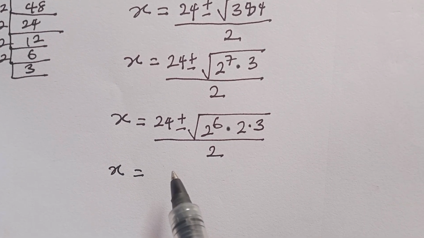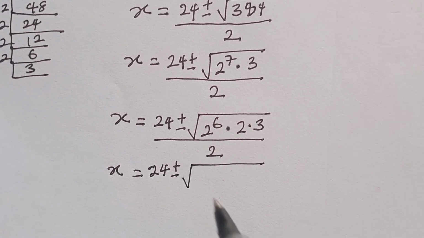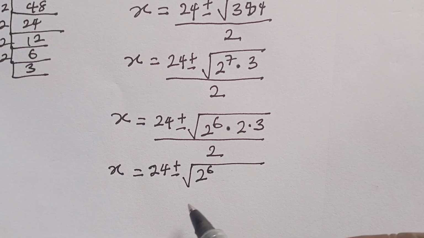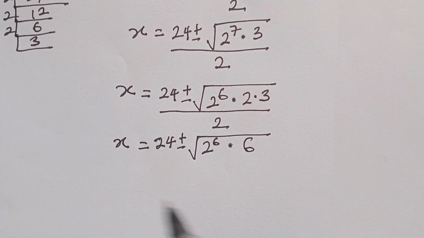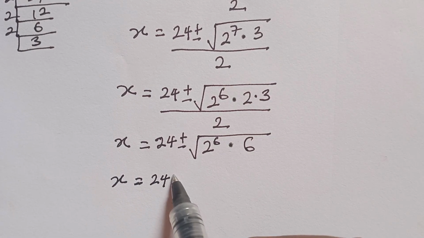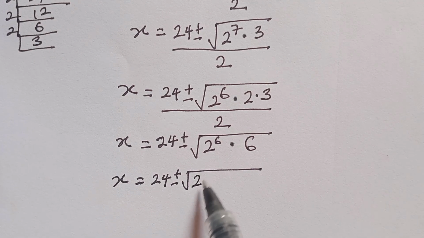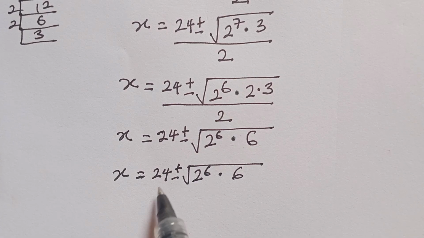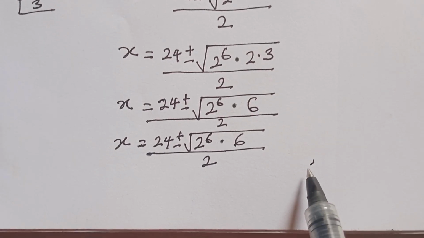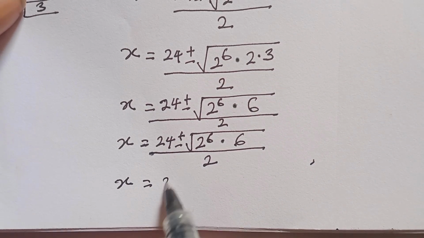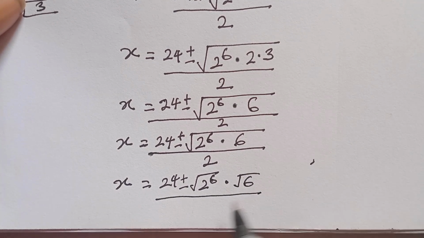So our x will be equal to 24 plus or minus the square root of 2 raised to power 6 multiplied by 6. Yes, that's 2 times 3, that will give us 6. So this is divided by 2, but I will add it later. So I want to rewrite it: 24 plus or minus the square root, everything divided by 2. Yes, that's correct. Now, our x is equal to 24 plus or minus the square root of 2 raised to power 6 times the square root of 6, everything divided by 2.